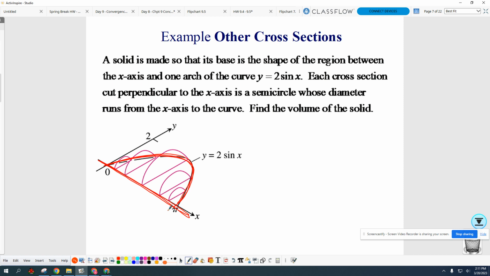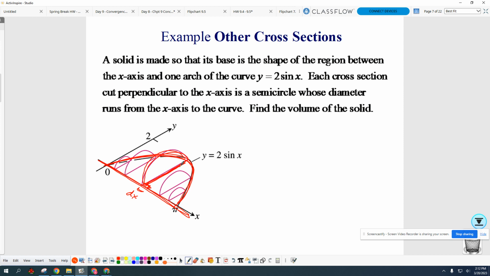Every cross section, so a cross section is a slice through the shape, is cut perpendicular to the x-axis. What does perpendicular mean, Liv? It creates two right angles. Makes a right angle. So perpendicular to the x-axis, the slices go this way, and that means a dx thickness. They can make them go the other way, so be careful. So that's a dx thickness. And every shape that pops up is a semicircle.